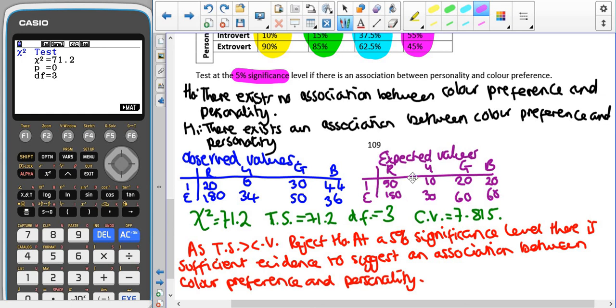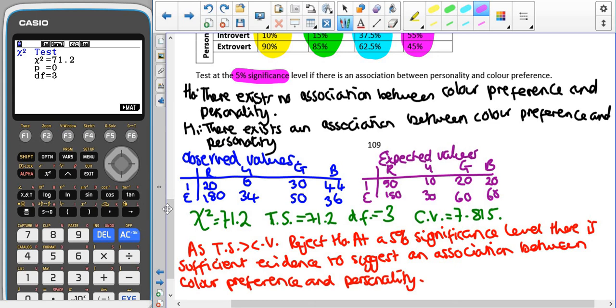And we can see here that these values are a lot different to these values. We've got 20 and 50, 180 to 150. We've got 44 to 20 and 36 to 60. So there's quite a bit of difference between these values this time.